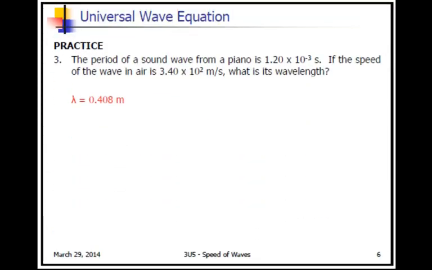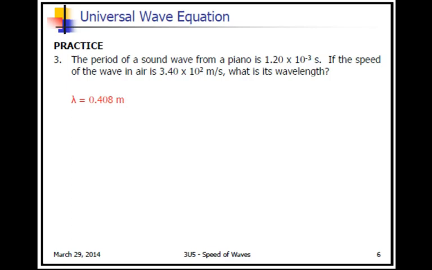This question says the period of a sound wave from a piano is 1.20 times 10 to the negative 3 seconds. If the speed of the wave in air is 3.40 times 10 to the 2 meters per second, what is the wavelength? So here we have the period, not the frequency. So we could think about the wave equation as v equals f lambda, and then we have to change that to v equals lambda over T. We're trying to solve for the lambda, so it's really lambda equals v times T.